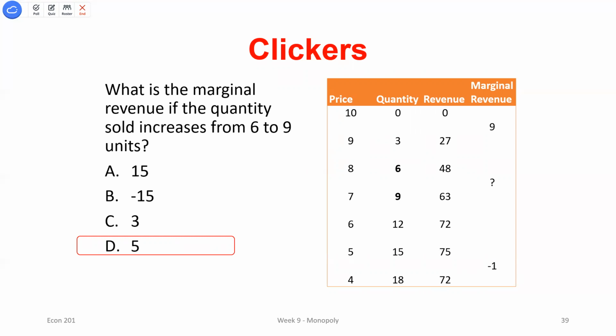So I increased total revenue going from 6 to 9 units. I increased total revenue by how much? So 63 minus 48, or what's that, 15? How many units did I increase? Went from 6 to 9, so 3. That's where that marginal revenue of 5 would come from. Okay? So I look at what that change in total revenue was, divide that by the change in the number of units I was selling, and that gives me that marginal revenue of 5. Any questions on that?